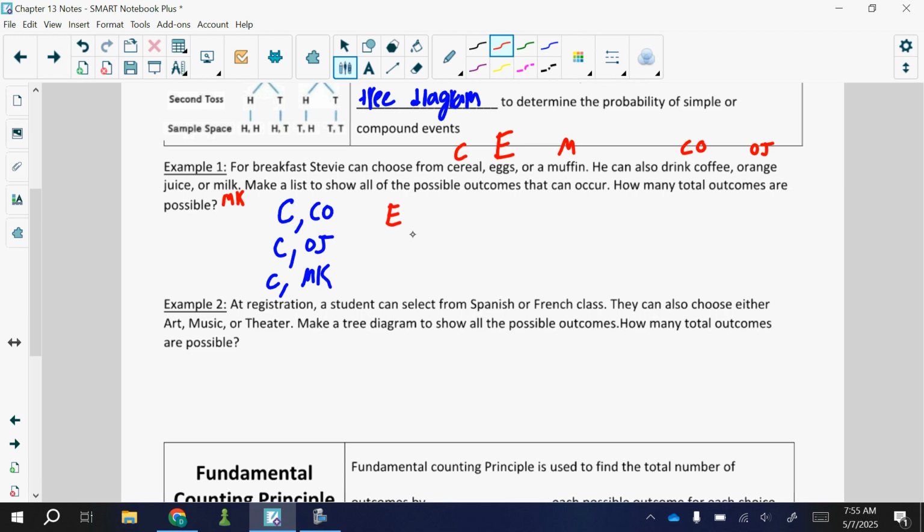Okay. I can have eggs, then decide to have coffee. I can have eggs, then decide to have OJ. I can have eggs and then decide to have milk. Last food. I can have a muffin and decide to have coffee. I can have a muffin and decide to have orange juice. I can have a muffin and then also decide to have milk. Now I've covered every possible outcome. So for the total amount of outcomes, we just add all that up. So that's 9. So 9 outcomes are possible.